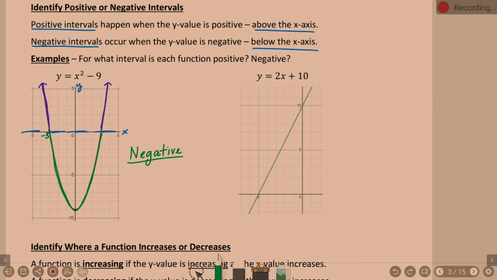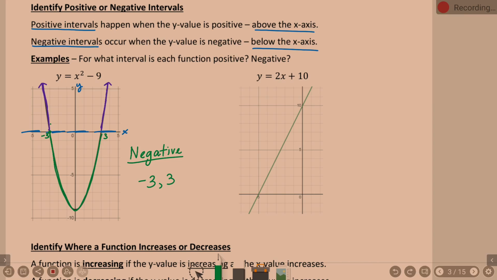Now, follow the graph. It's negative, it's below the x-axis, it's below, it's below. When does it stop being negative? At what x value? 3. At 3, at positive 3. So here, this graph is negative from negative 3 to positive 3 because that's the interval that is below the x-axis. So we're going to write this in interval notation like we did on Friday. Starts being negative at negative 3, comma, it stops being negative at 3.